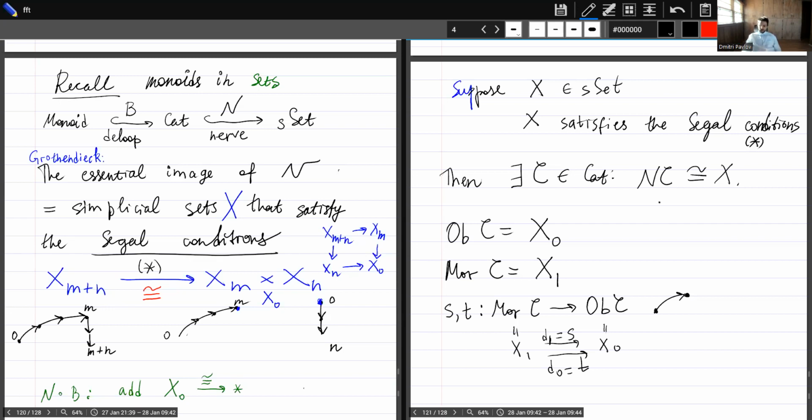We also have the map that accepts an object as an input and produces the corresponding identity morphism. That's precisely the zeroth degeneracy map. It takes a vertex as an input and produces a degenerate simplex from this vertex to itself as an output, and that's precisely the identity morphism.